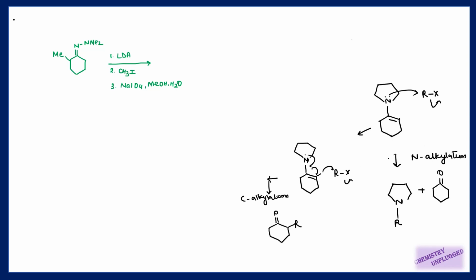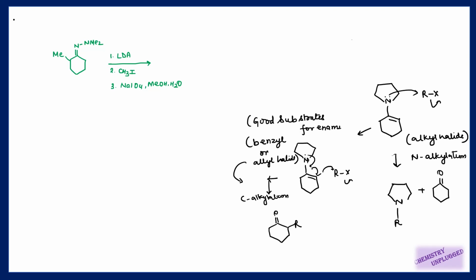And if you are using simple alkyl halides like 1 and 2 degree alkyl halides, there are good chances that you will get N alkylation. But if you are using benzyl or allyl halides, then you will get C alkylation, right? It means benzyl or allyl halides are good substrates for enamine reaction. So this is a very important point.